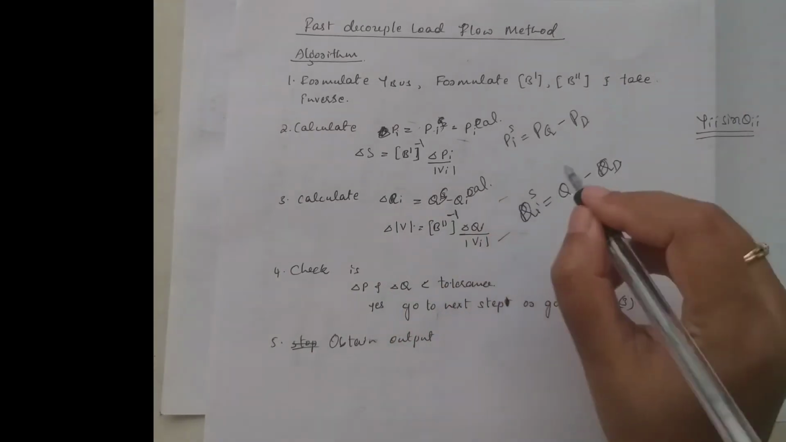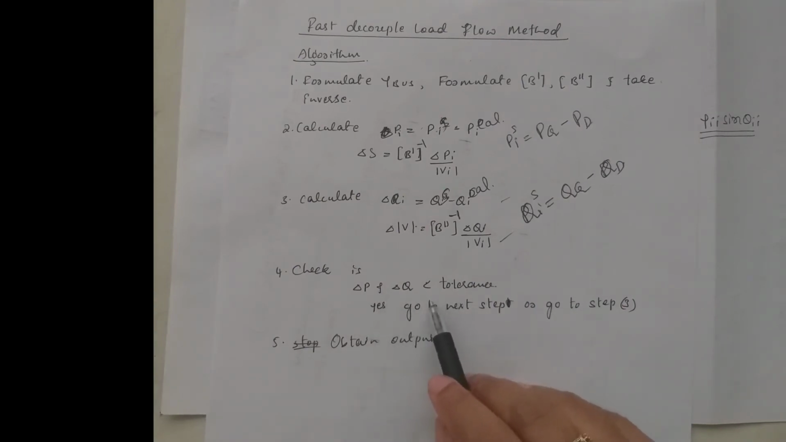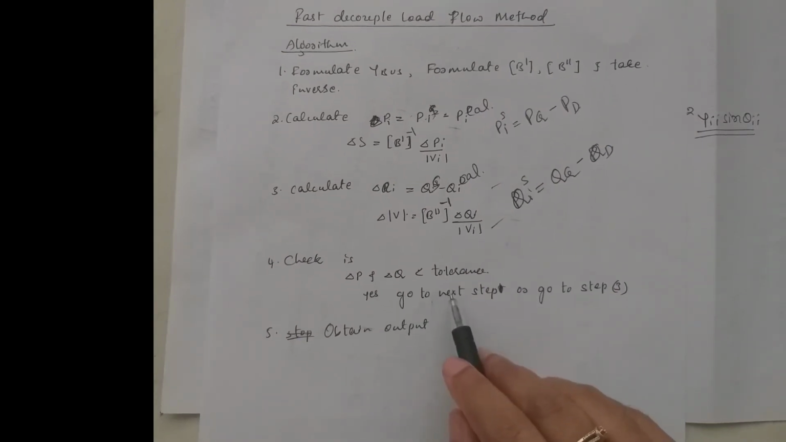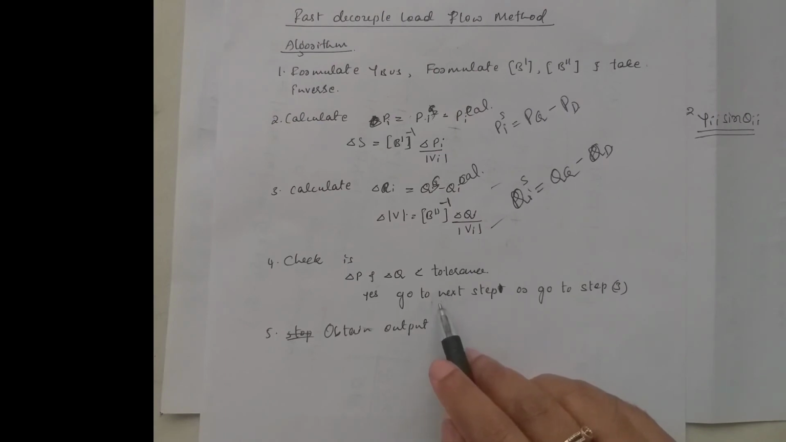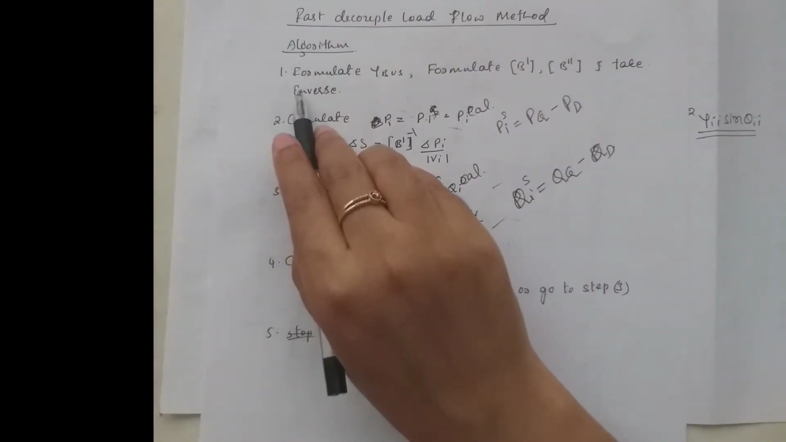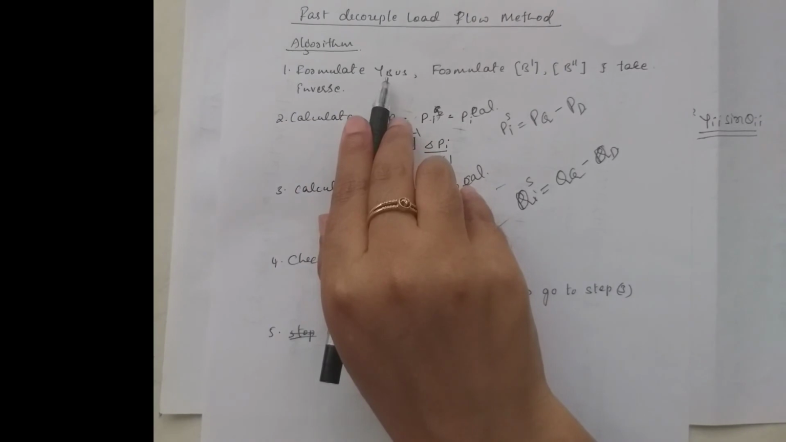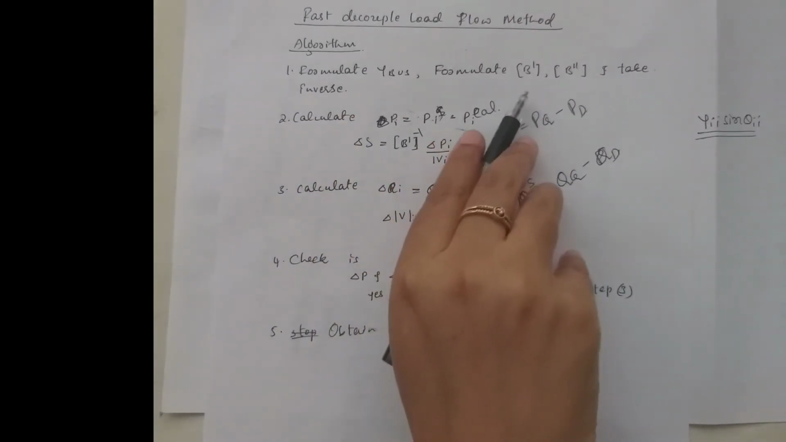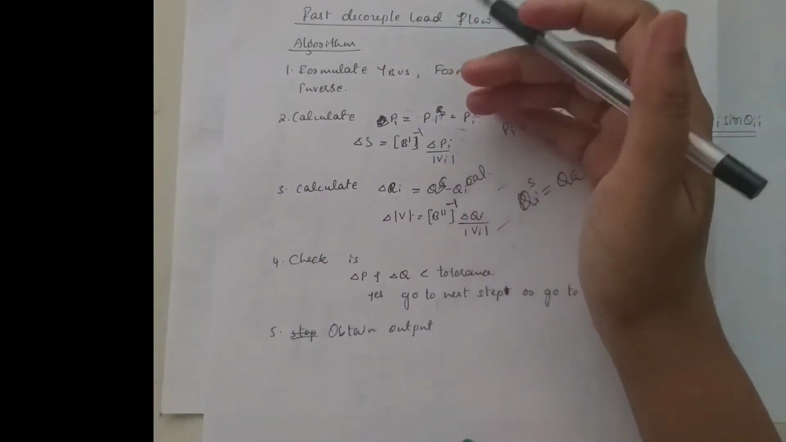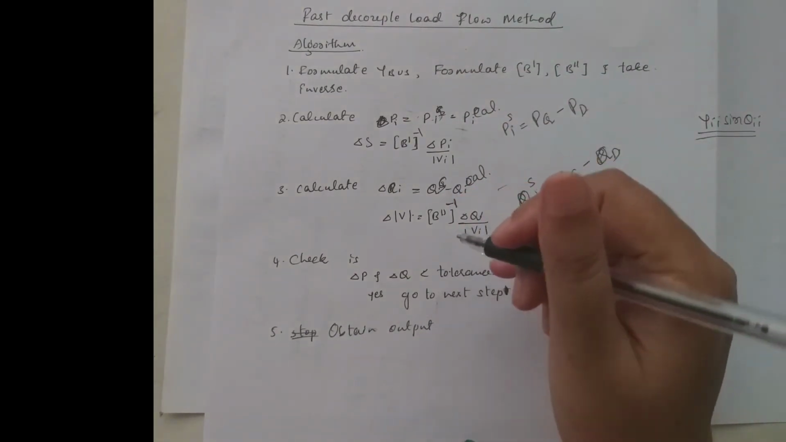After calculating both, check for the tolerance. If delta P and delta Q are less than the tolerance value, that is if it is convergent, stop the iteration. Otherwise, go to the first step. Once again you calculate the Y bus matrix for the second iteration and formulate B dash and B double dash, and continue the procedure until it is convergent. Thank you.